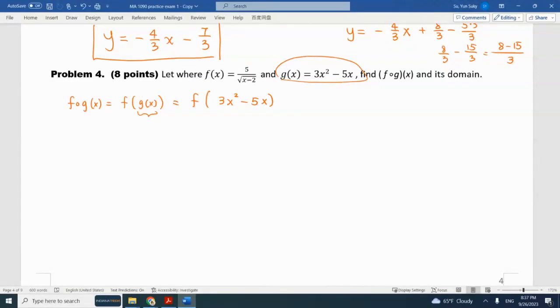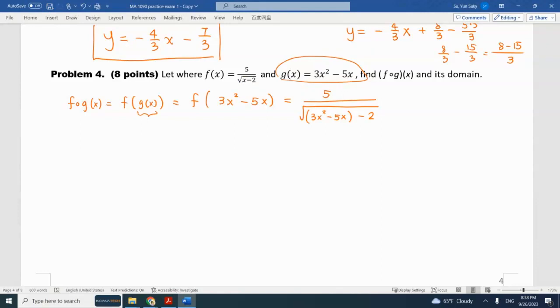Okay, everybody? And then you want to plug in the f. So f of this means whenever you see the x in the formula of f, replace x by 3x squared minus 5x. That's why you get 5, and then square root of the x, replace x by 3x squared minus 5x. You replace x by this giant expression. And then you still have minus 2.